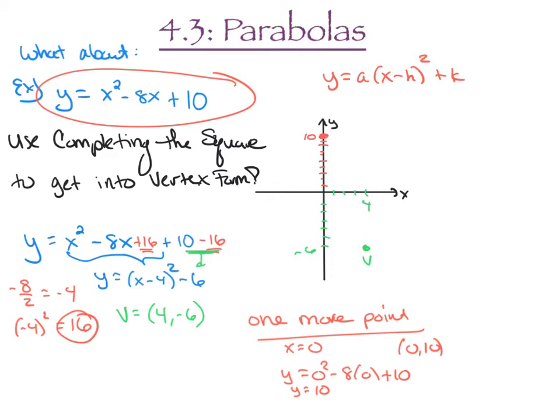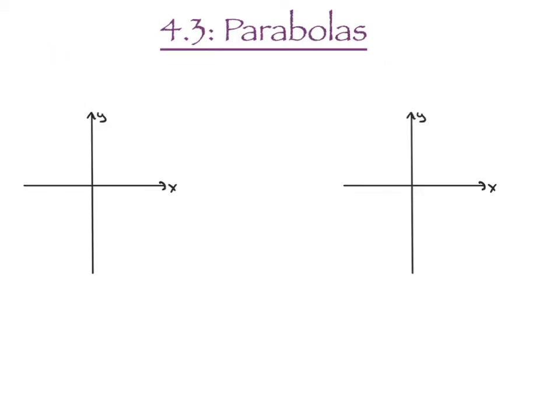Okay, now remember, start at your vertex and go to your y-intercept or your other point, and then do as best you can a mirror reflection on the other side. Mine's a little bumpy. Okay, let's practice this one more time. I lied. Let's practice this two more times.